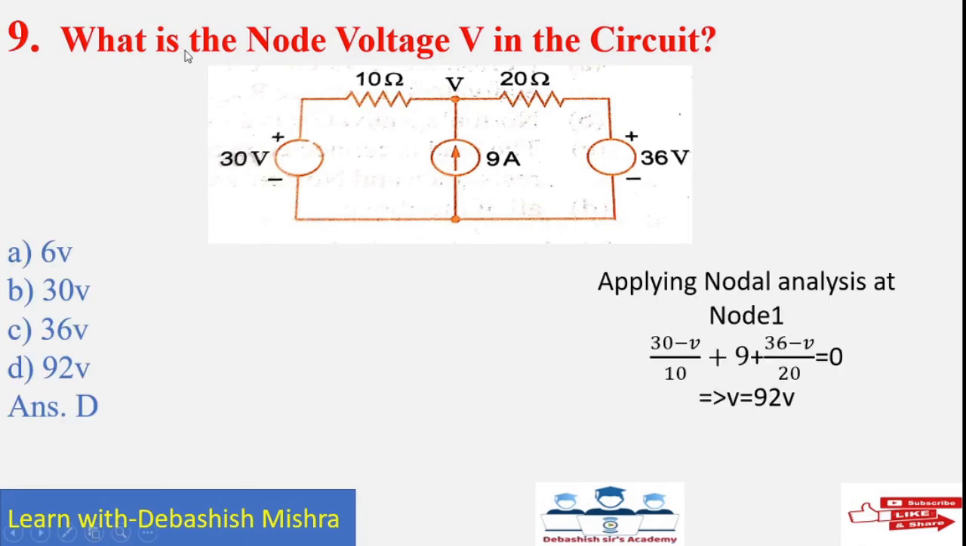What is the node voltage V in the circuit? This is the node voltage. Applying the nodal analysis, this is 30 minus V divided by 10 plus 9. This is also incoming, this is incoming, this is incoming, and this is also incoming. 36 minus V by 20 equals 0. If you solve this equation, you will find V equals 92 volt. So answer D is the correct answer.